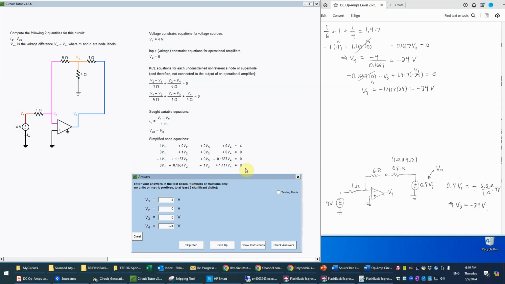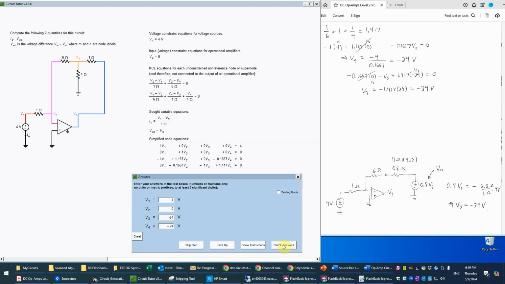And likewise, the last equation is also pretty easy. So we have no V1 term. Just the V2 term is a minus 0.1667 times V2, which is 0, so that really just goes away. And then the V3, it's minus V3, and then the plus 1.417 V4. Well, we just found V4, so we can just put that in here as negative 24. And then, once again, just bring the V3 over to the right, and we just have this, which we can work out on a calculator, is negative 34 volts. So I'll put in our V3 value there as negative 34 volts.